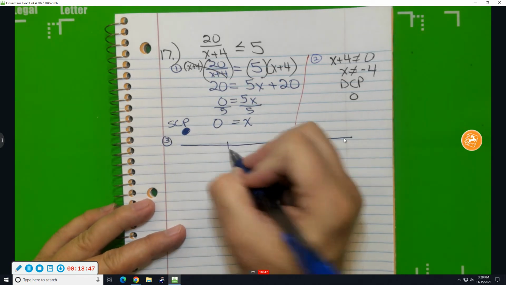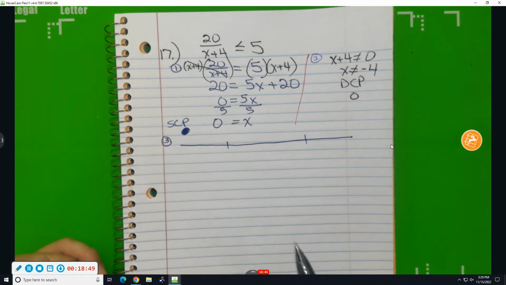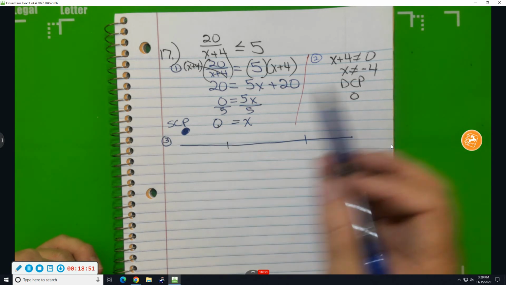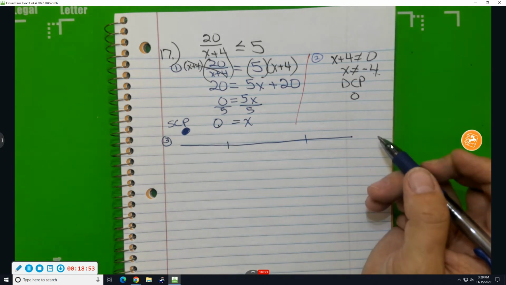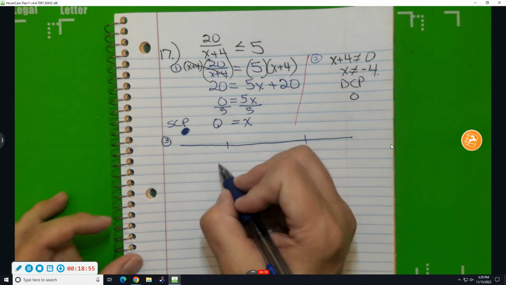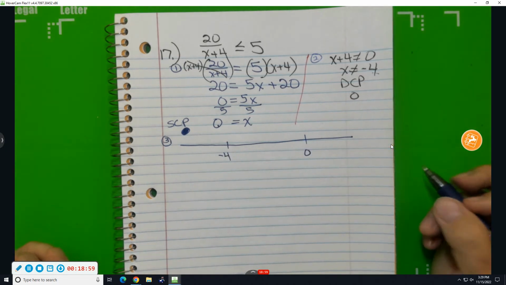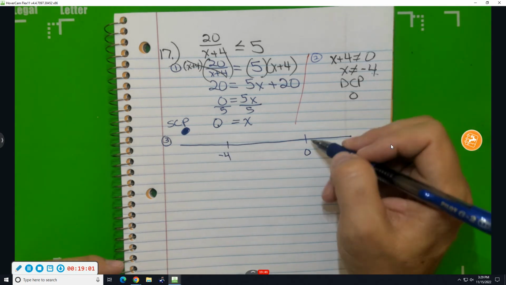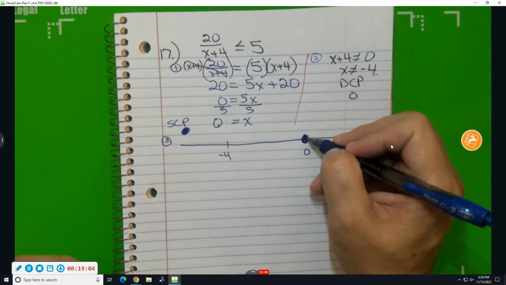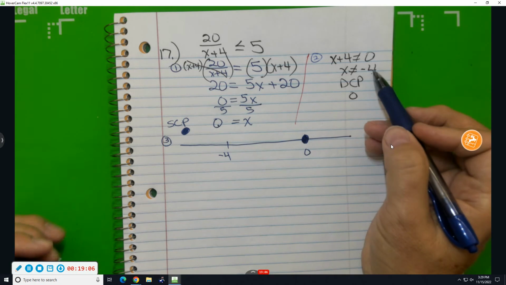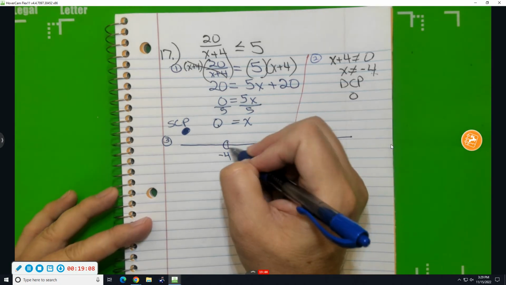Step number 3, we draw a number line. We have 0 and -4. Be sure to put them in numerical order. -4 is smaller than 0. 0, it's closed. -4, it's open.